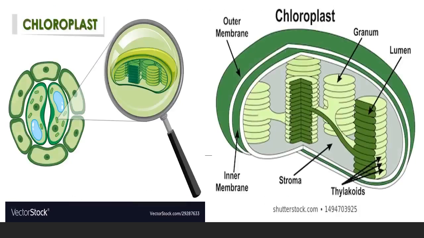This is an enlarged picture of the chloroplast. The chloroplast is the region in the plant cell where we can see the chlorophyll that is responsible for photosynthesis.